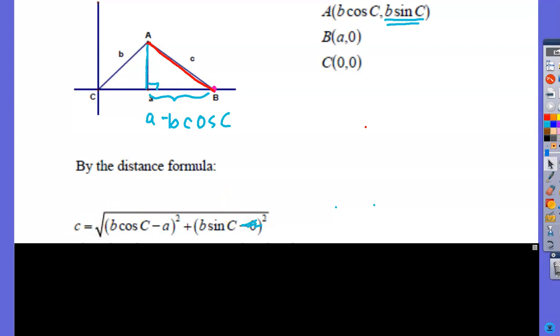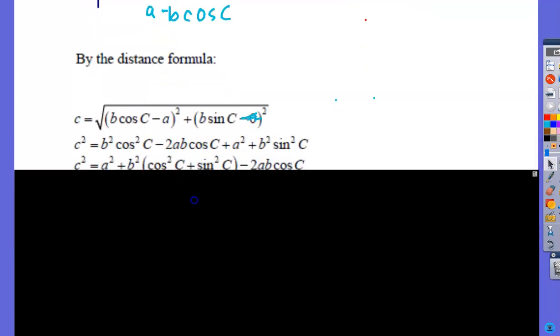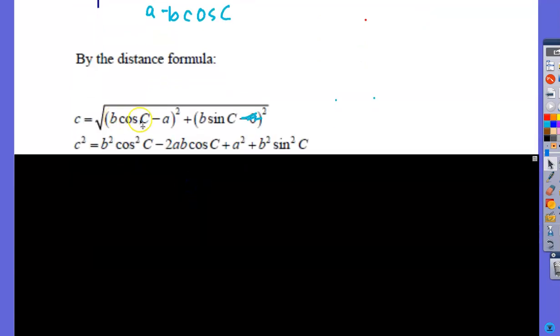Now we're going to do some relations to kind of get it to where we want it. Okay, so that's that relationship. If I multiply all this out underneath, and notice I got rid of the square root by squaring both sides, so I changed that back to C squared.